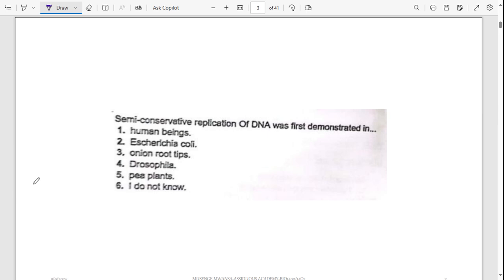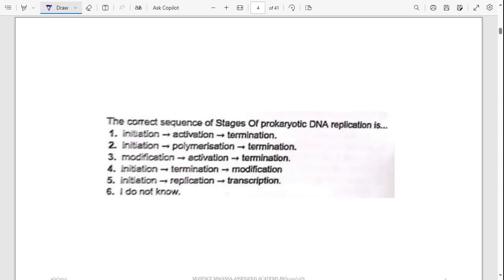Semi-conservative replication of DNA was first demonstrated in. Now, semi-conservative replication was first demonstrated in Escherichia coli, or E. coli. Please, if you can't remember, go and consider the tutorial on DNA replication. It fully explained the entire topic.